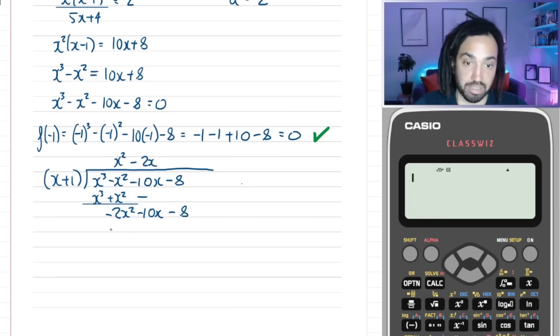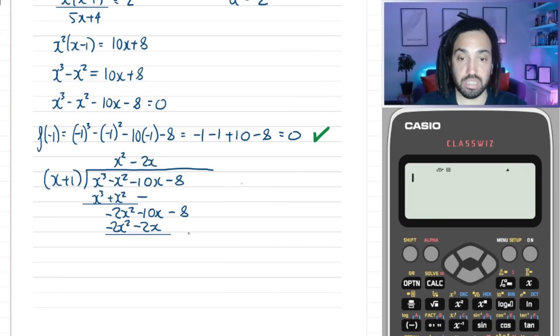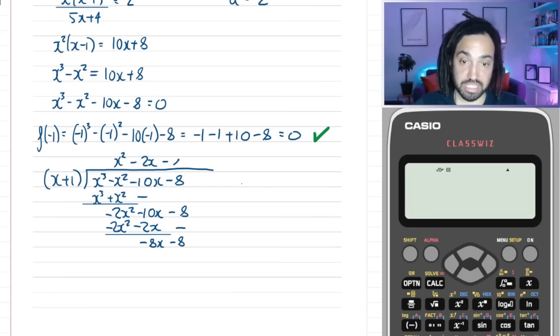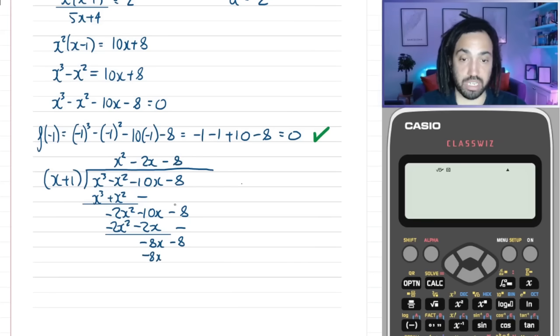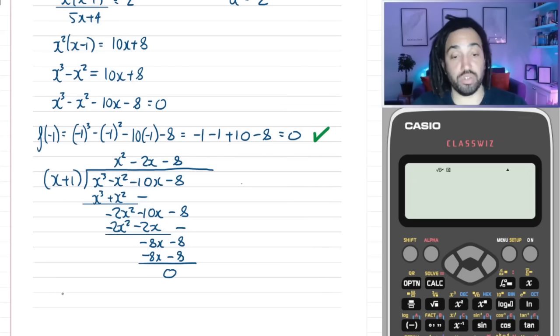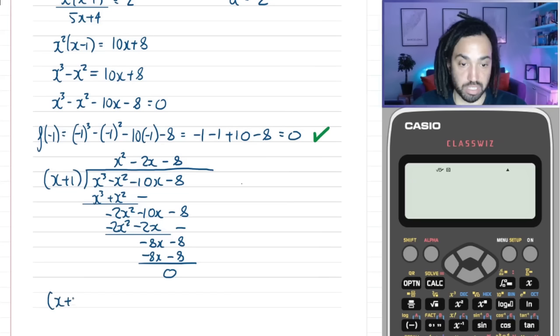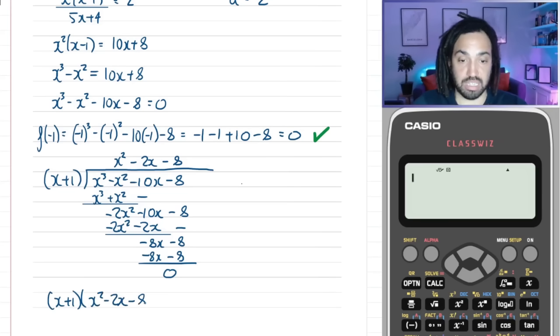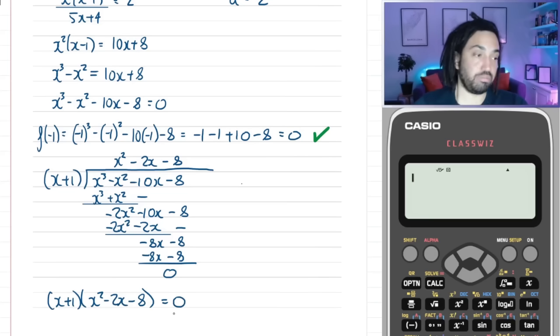Then multiply that by what we're dividing by, and we get this. Then we're going to subtract. This is going to give us minus 8x minus 8. And then how many x's can we fit into this? Minus 8. Multiply the minus 8 by the x plus 1. Does it give us 0? Yes, it does. That's perfect. And that means our rewritten equation is going to be the thing we're dividing by, the new quadratic, equal to 0. And that's what we're trying to solve.